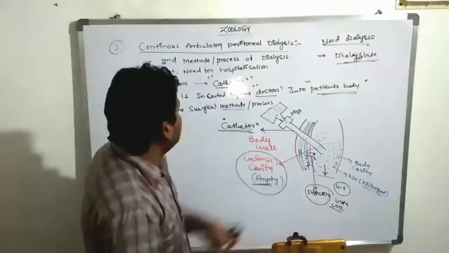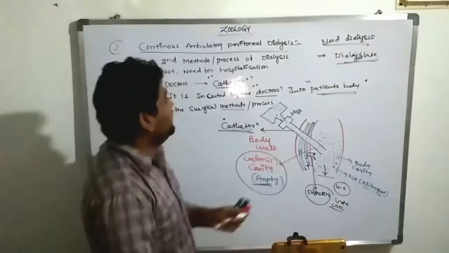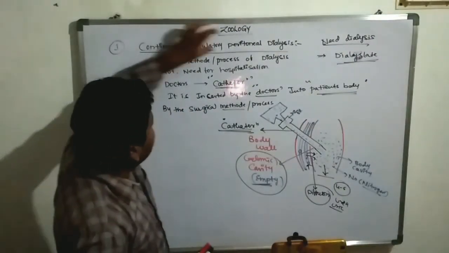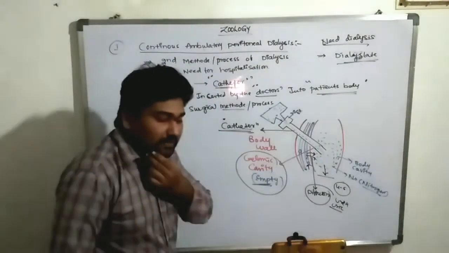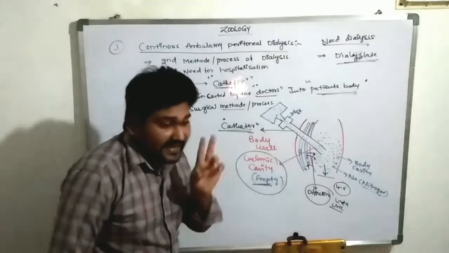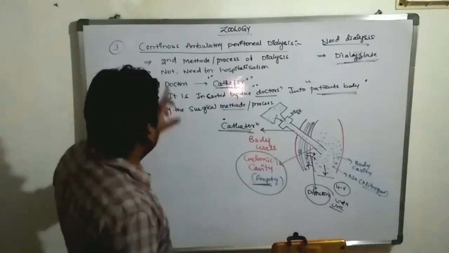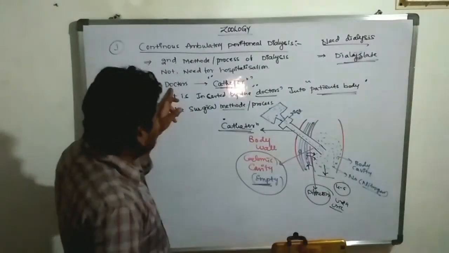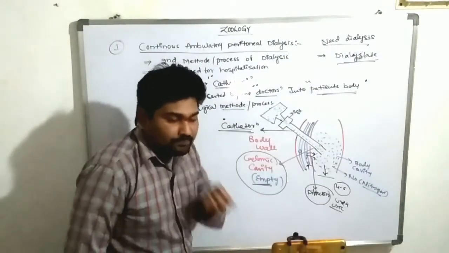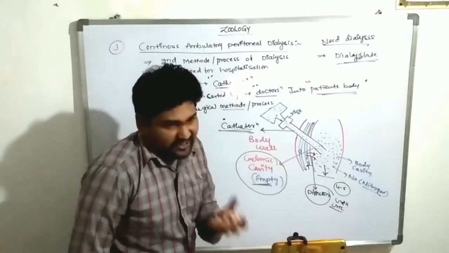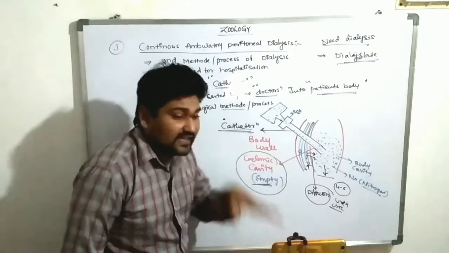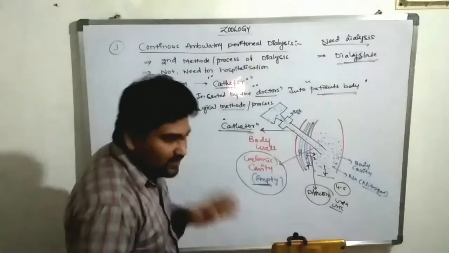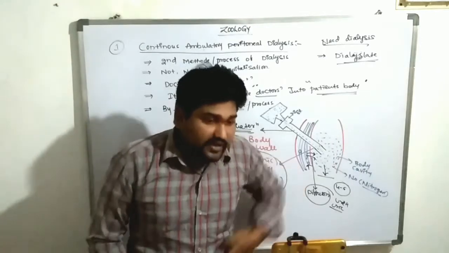So this is known as continuous ambulatory peritoneal dialysis. Let's discuss it once again. It is the second method of the dialysis process, and there is no need for hospitalization. For patients whose nephrons function improperly, doctors insert the catheter by a surgical method from outside the body into the coelomic cavity.